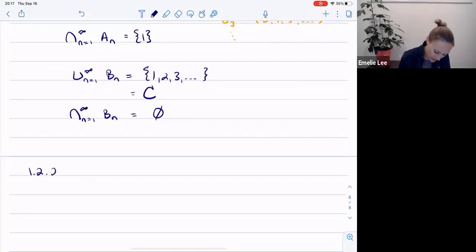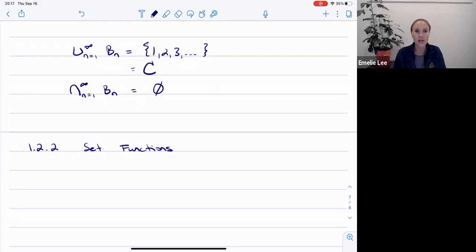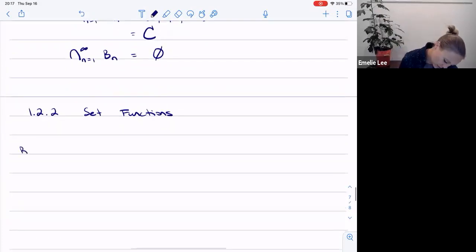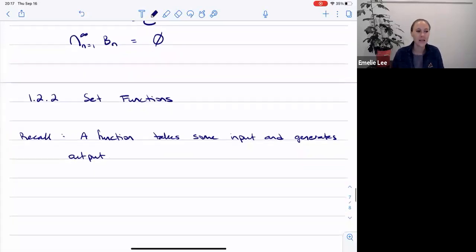So the last thing I want to do is talk about set functions. And you're probably familiar with functions, right? Functions take some input and return some output, right? And so recall, a function takes some input and generates output, right? Just in general, depending on the function. The output is going to depend on the function.